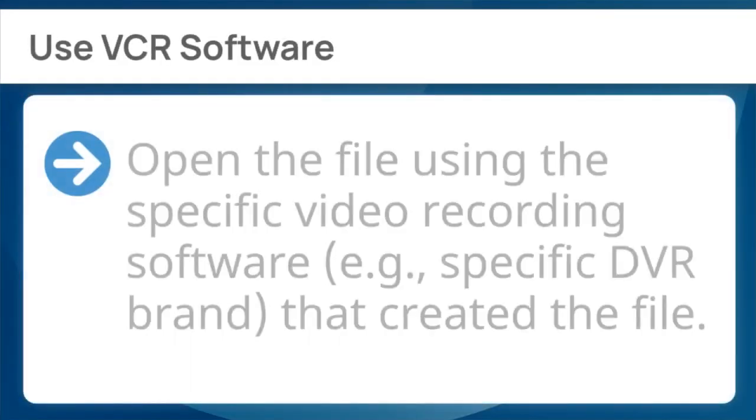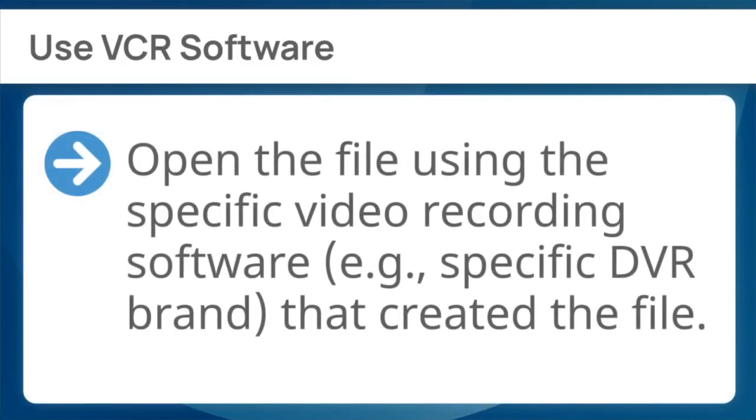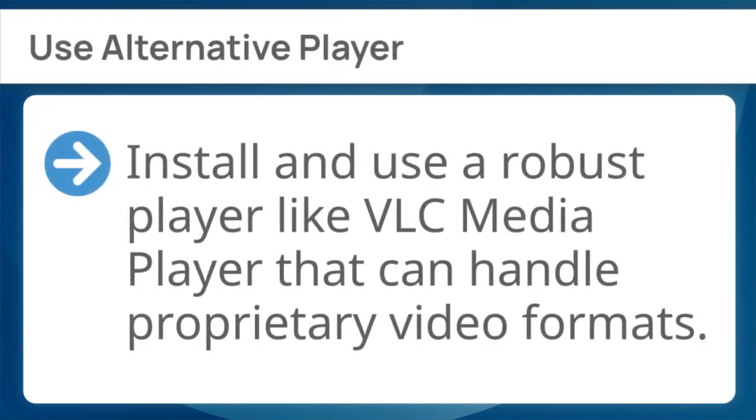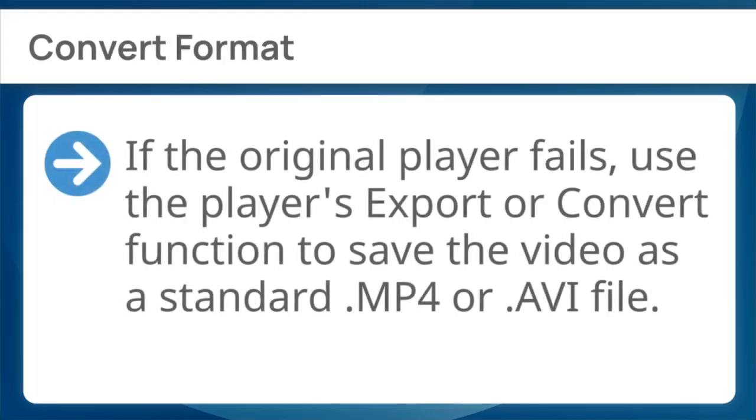First, use VCR software. Open the file using the specific video recording software, e.g. specific DVR brand, that created the file. Next, use alternative player. Install and use a robust player like VLC Media Player that can handle proprietary video formats. Finally, convert format. If the original player fails, use the player's export or convert function to save the video as a standard .mp4 or AVI file.